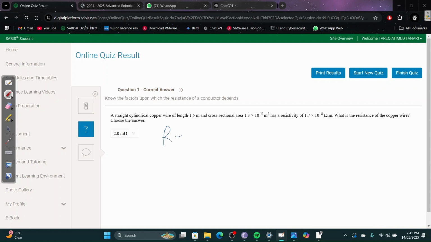The resistance is equal to the resistivity, which is rho, in this case this one. Here, this is our rho, times the length over the area. Okay, the length is this. This is L. This is A. So now it's just a matter of substituting. So R equals 1.7 times 10 to the power of negative 8 times the length, which is 1.5, over 1.3 times 10 to the power of negative 5.